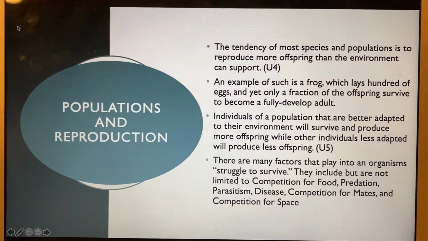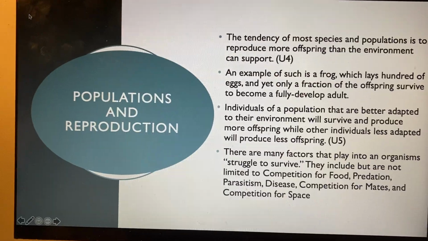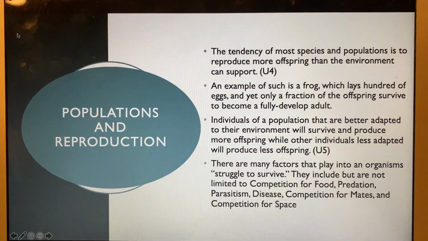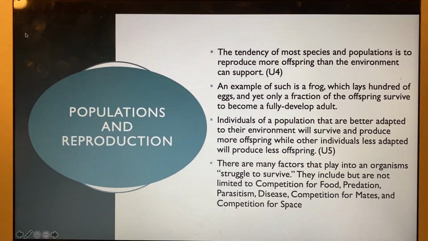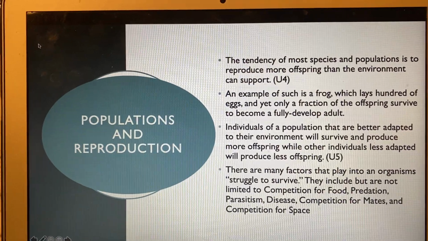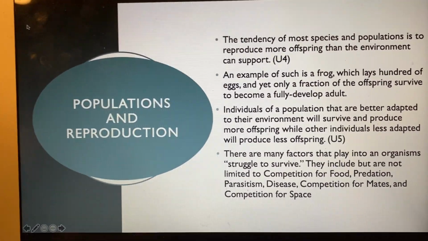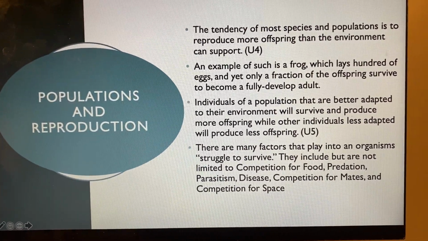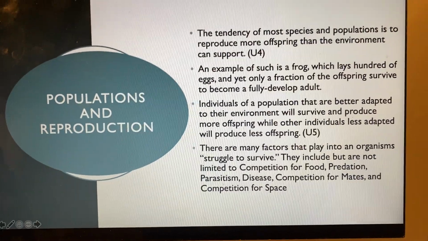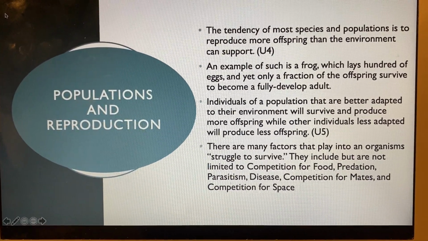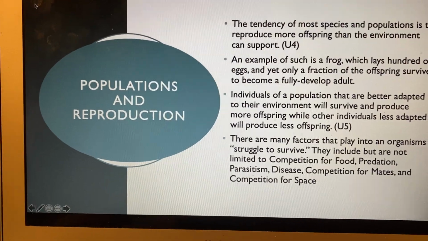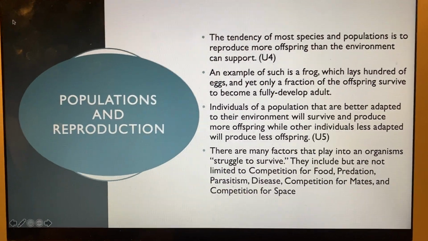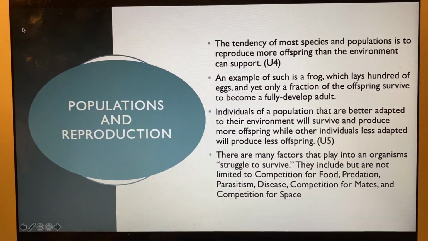If every single one of those eggs developed into a frog, then there may be a shortage of flies, given that all the frogs are eating flies, and things like that. So it's just another way in which the environment offsets this tendency, like I said. Now, individuals of a population that are better adapted to their environment will survive and produce more offspring than individuals that are less adapted. So, like I said, this is that same concept reappearing once again. Individuals that are better adapted live longer, reproduce more. The trait is seen more in the offspring, and of course, vice versa with those less desirable traits.